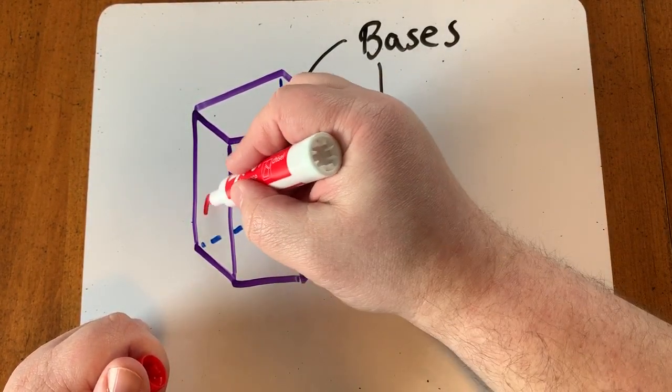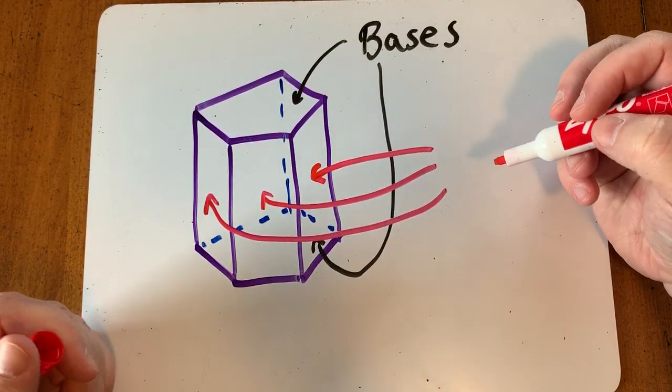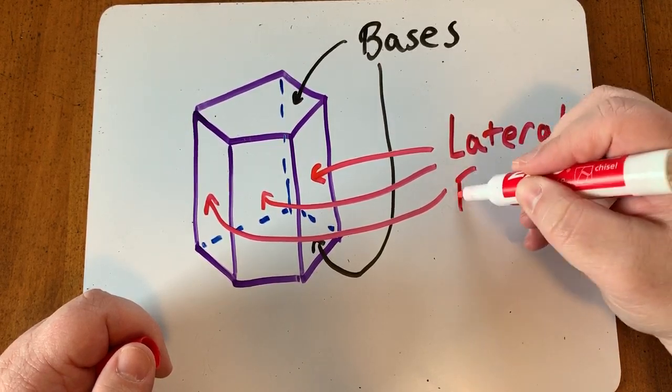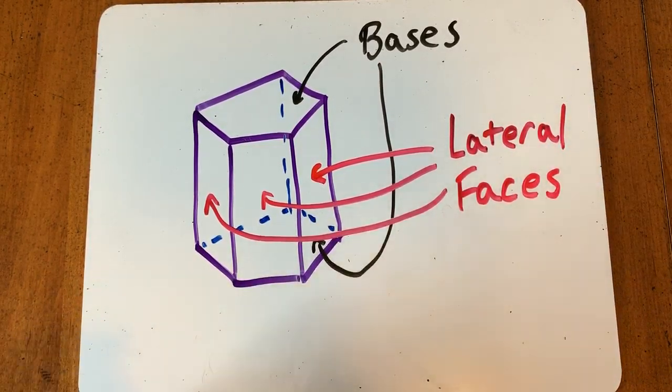The rectangular faces that connect the two pentagons are called our lateral faces. We name our prisms by their bases. So this would be a pentagonal prism. If our bases were triangles, it would be a triangular prism. That would look like a Toblerone. If our bases were octagons, it would be an octagonal prism. So we name our prisms based on the shape of the bases.